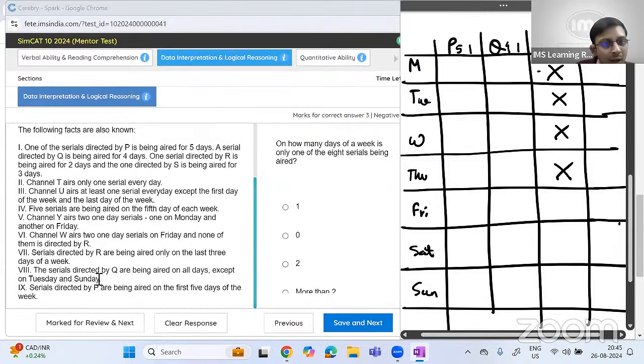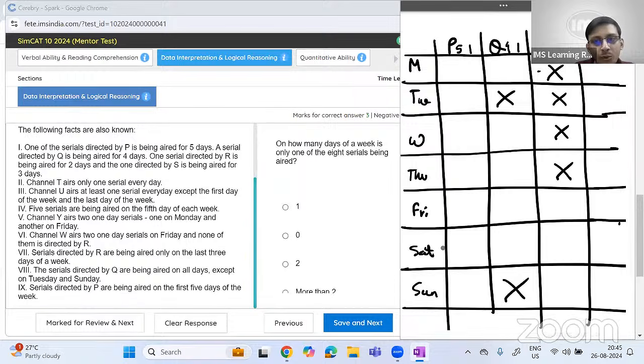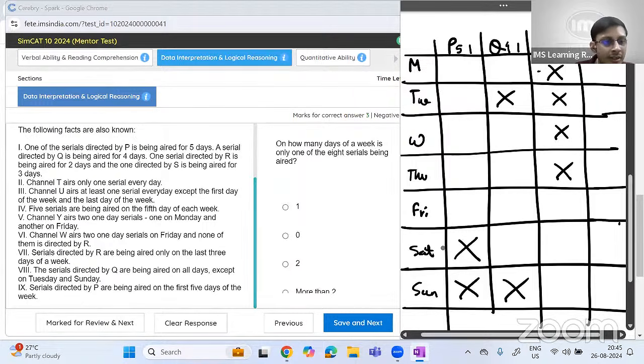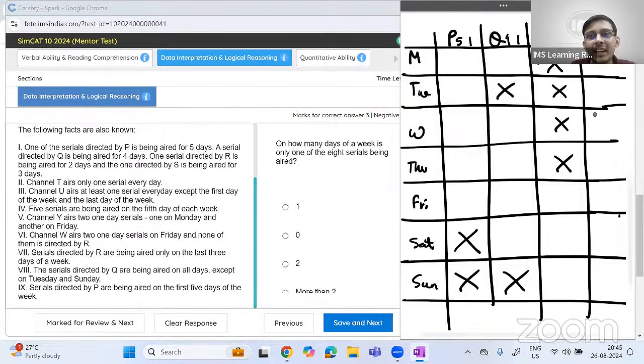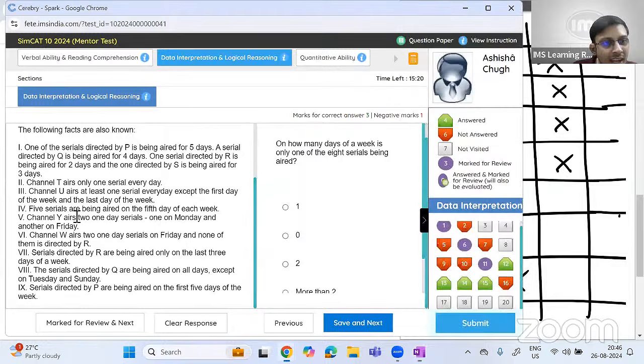Serials by Q are aired on all the days except Tuesday and Sunday. For Q, I can cancel off Tuesday and Sunday. P's serials are aired on the first 5 days of the week, not on the last 2 days, therefore cancel these off. Now, based on this, I can see that one serial is aired 5 days of the week, so these will be Monday to Friday. Which one can it be? On which channel? It cannot be channel Y. Y is airing 2 one-day serials, not a 5-day serial.